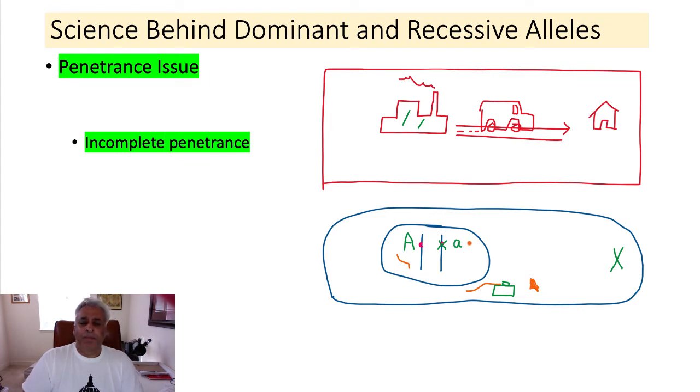But because of the environment or something like that, the protein never makes it to the destination. If the protein doesn't make it to the destination, it doesn't matter if you have the allele. You are not producing the end result. Therefore, this cell would be normal if the small allele is working and it supplies everything it needs.